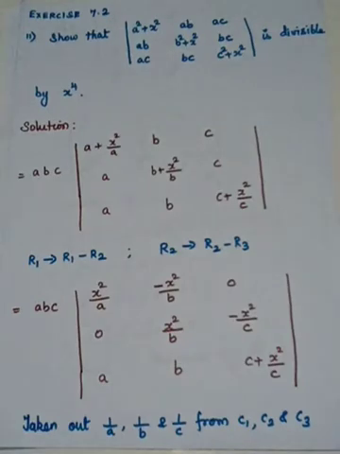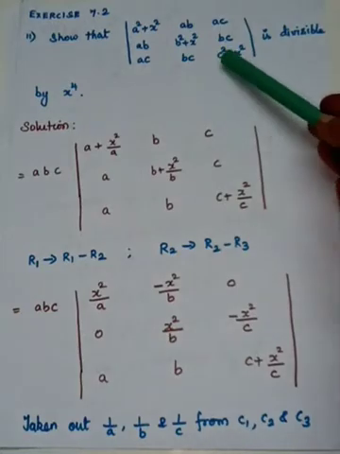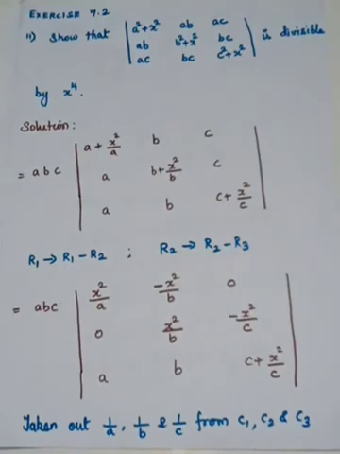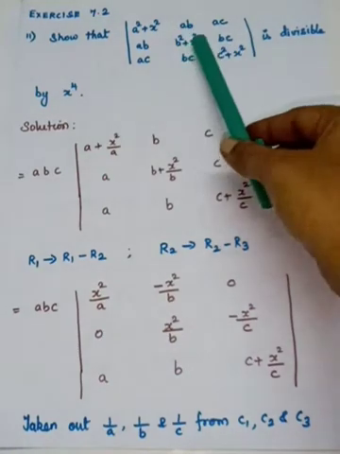Show that the determinant |a²+x², ab, ac; ab, b²+x², bc; ac, bc, c²+x²| is divisible by x⁴. Okay, I'll consider the determinant first.